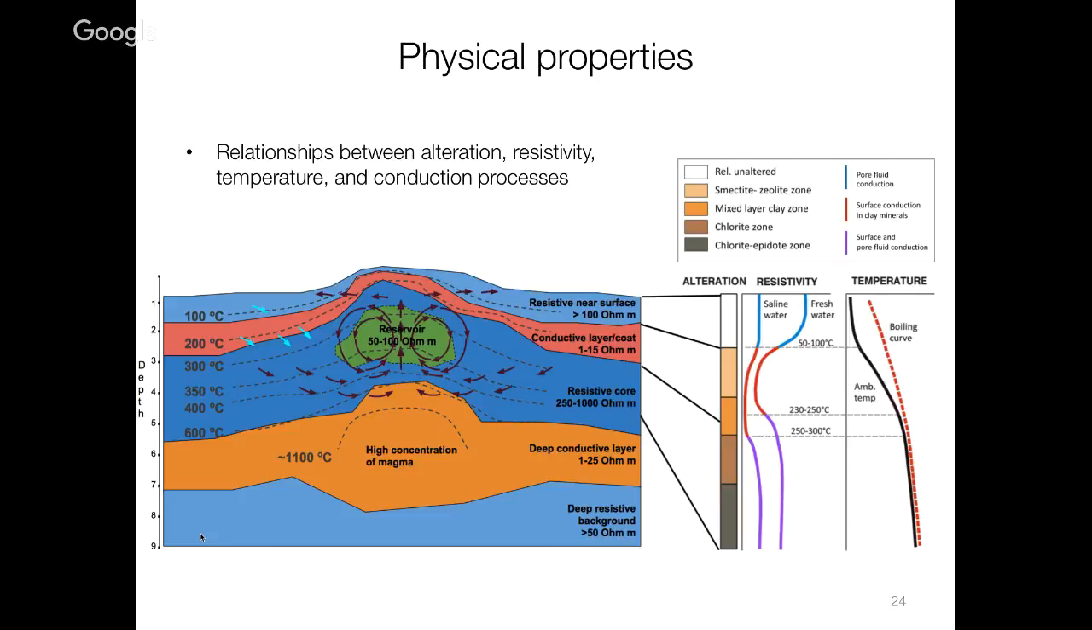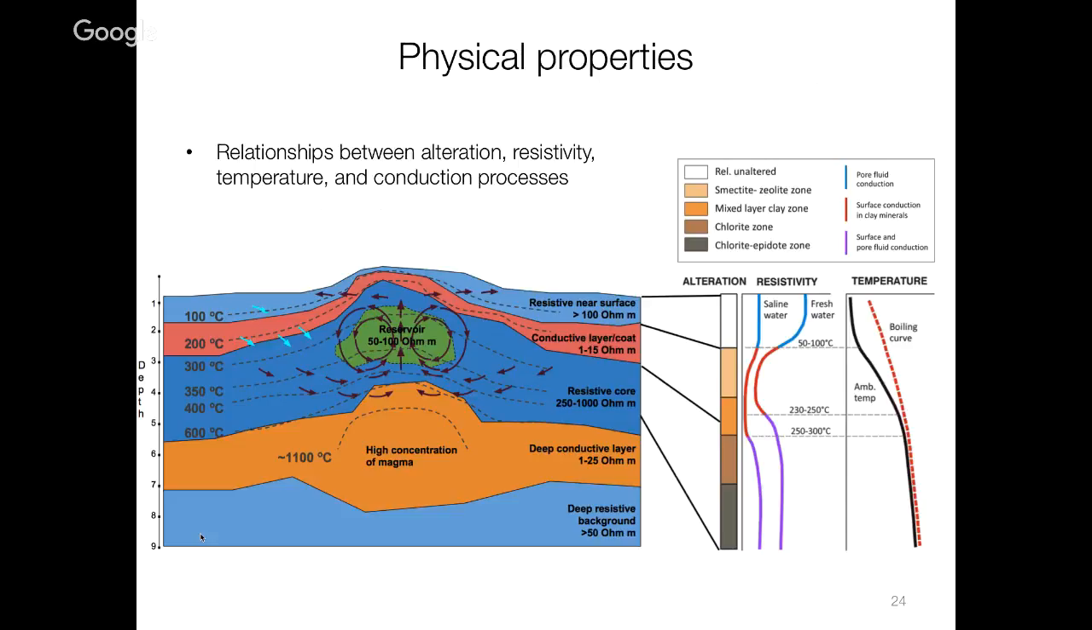At the near surface, you just have near surface rocks. They could be quite resistive. And then as a reaction to the fluids that have been going on in here, there's a clay alteration that happens. And this is a very low resistivity layer.